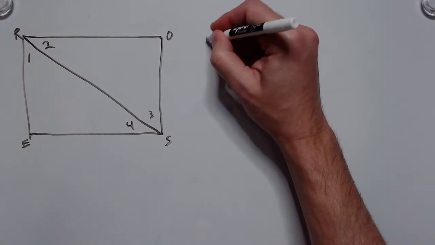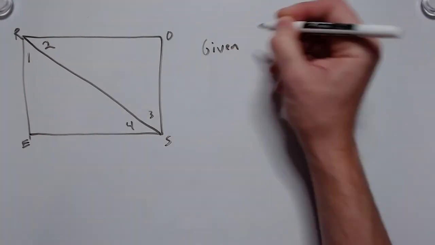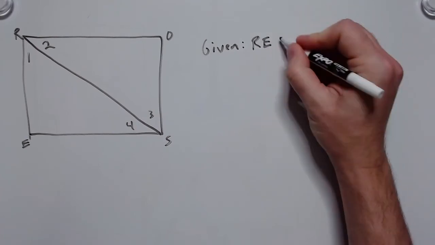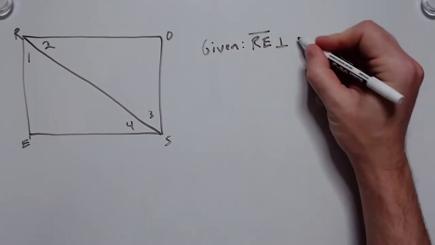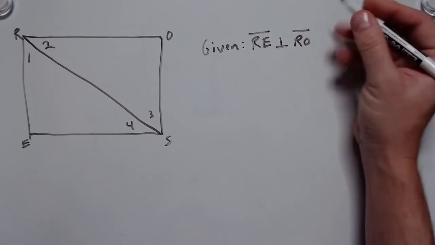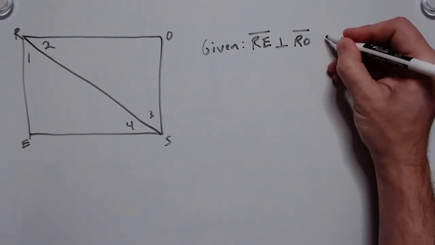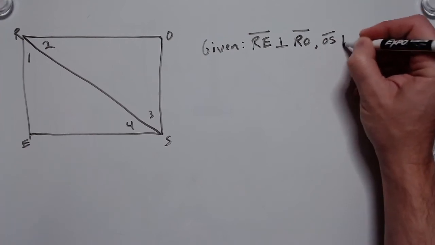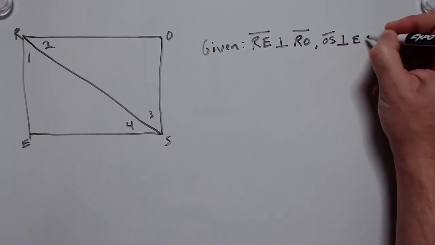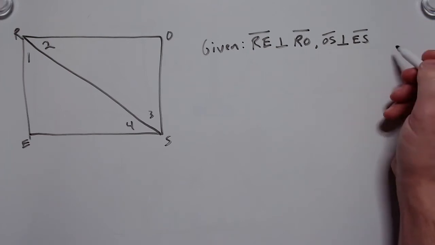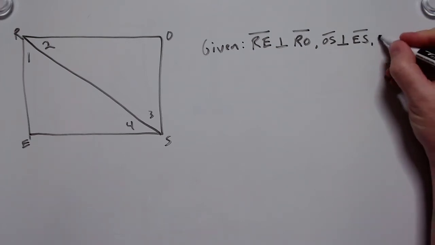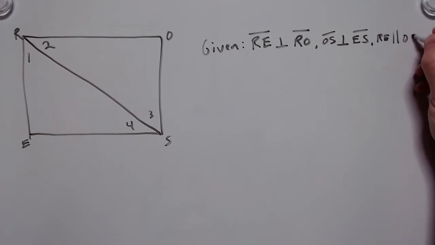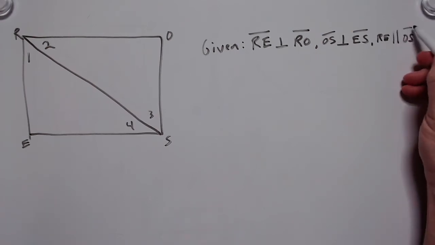Now let's talk about what's given. This is what we know about these features. We're going to say that segment RE is parallel to segment RO, and OS is perpendicular to ES, and I could probably squeeze this in here. RE is parallel to OS. Yep, that's on there.